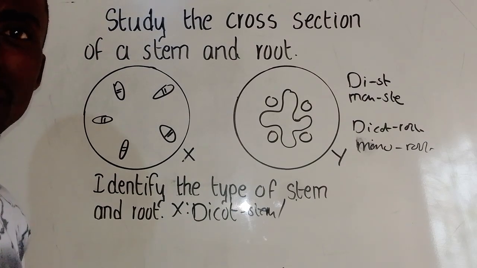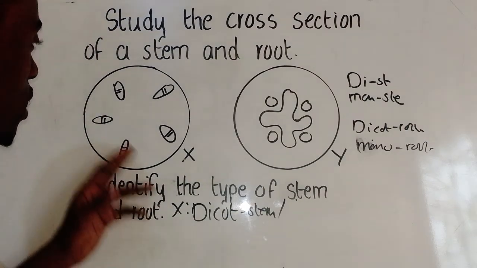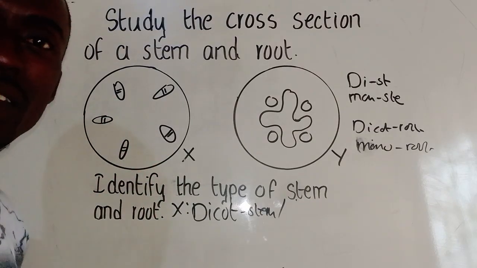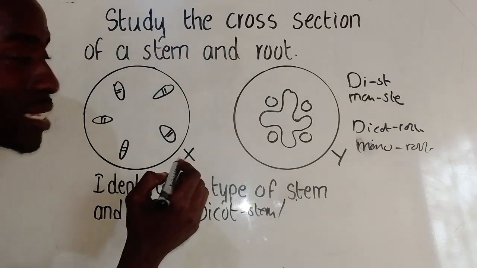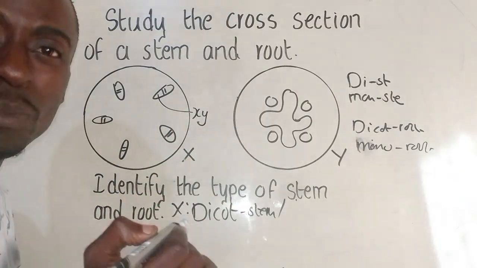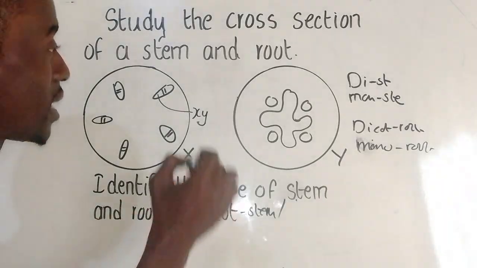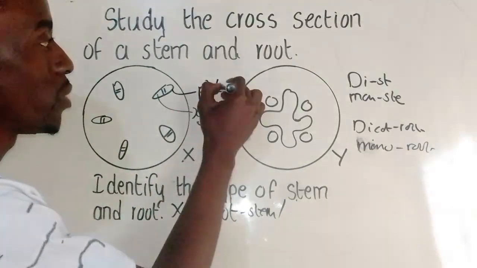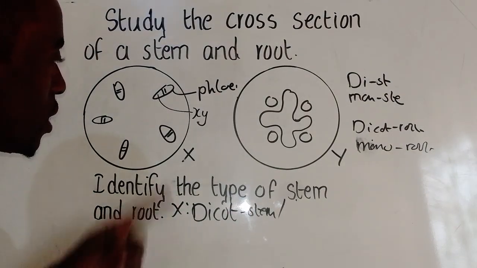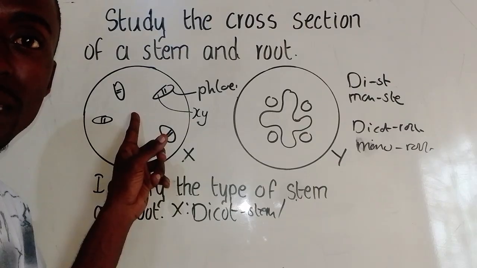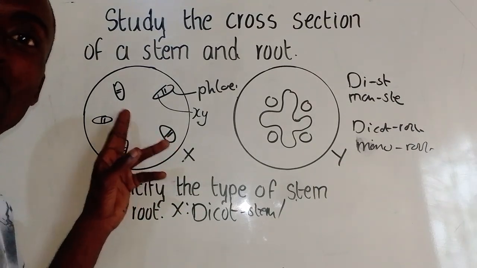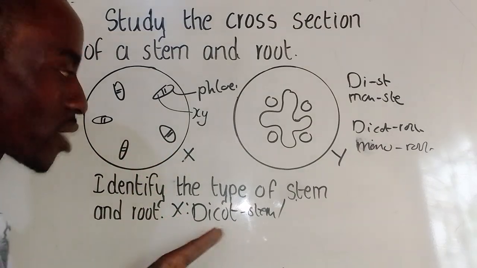A dicot stem is one where the vascular bundles you are seeing have formed a ring. A ring simply means that there are two parts. This is the xylem, which helps in transportation of water and mineral salts. This is the phloem, which helps to transport manufactured food. Here in between is called the pith, which acts as a storage of nutrients. So this one you've answered. What is the name of this stem? It is a dicot stem.